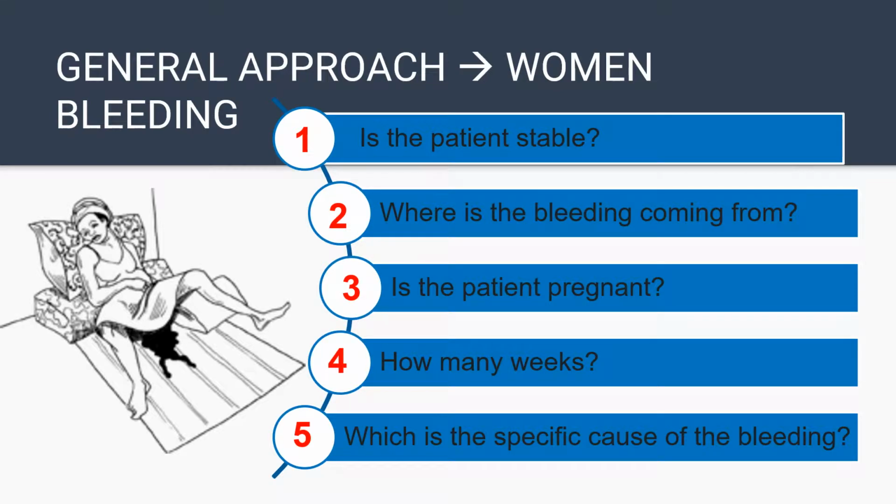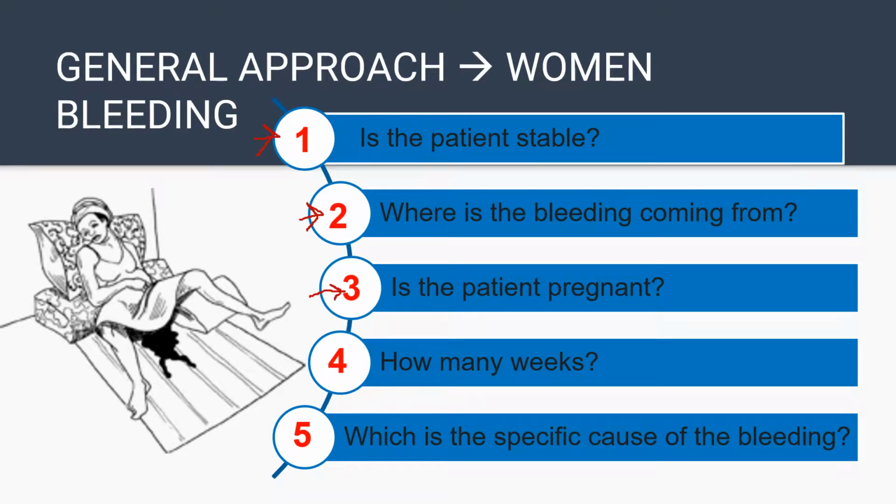So these are the 5 important questions that you need to ask when you are in front of a pregnant woman that is bleeding. First, to know if the patient is stable or not: check the perfusion, the ABC, the BP, if the patient is neurologically stable or not, all of that. If the patient is bleeding profusely, it can be that she's not stable. Also, where is the bleeding coming from? Maybe a PV bleeding, a vaginal bleeding, doesn't mean that the bleeding is coming from the uterus. You need to check it.